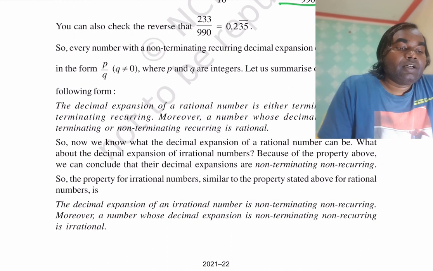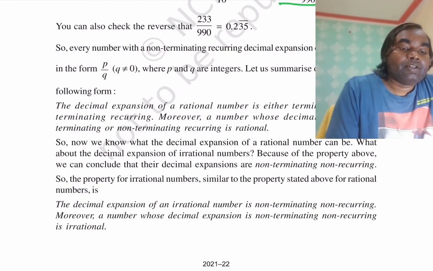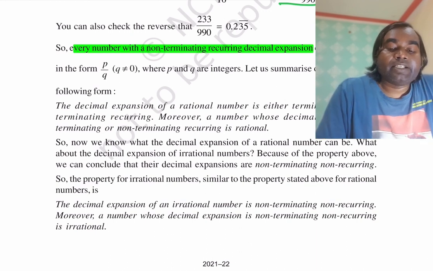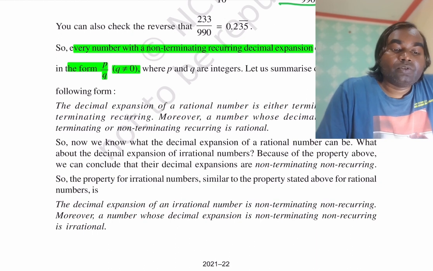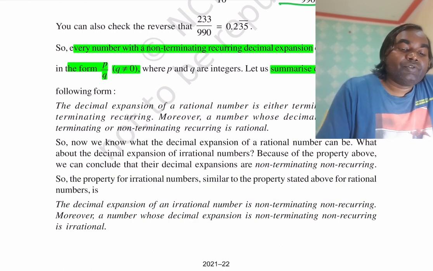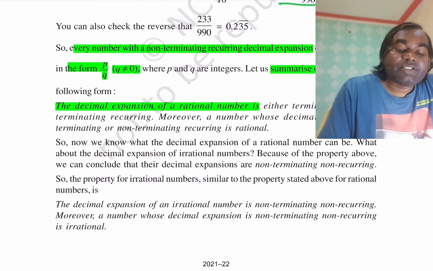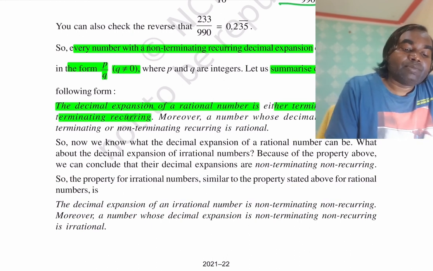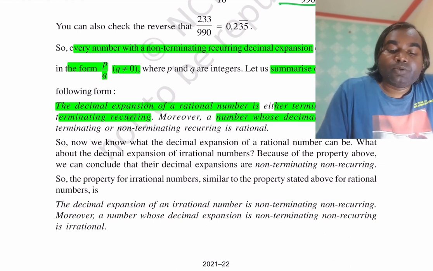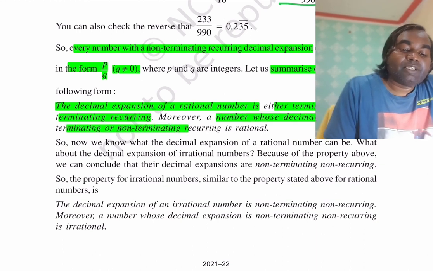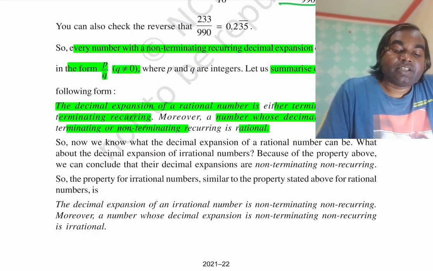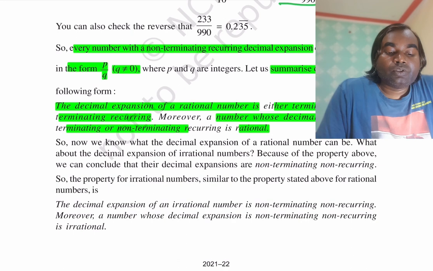So we get that every number with non-terminating recurring decimal expansion can be expressed in the form of p by q. Let us summarize our results. We want to conclude that the decimal expansion of a rational number is either terminating or non-terminating recurring. Correct? A number whose decimal expansion is terminating or non-terminating recurring is rational. Correct? So now we know what the decimal expansion of a rational number can be.